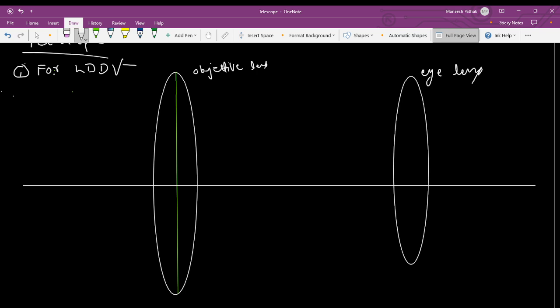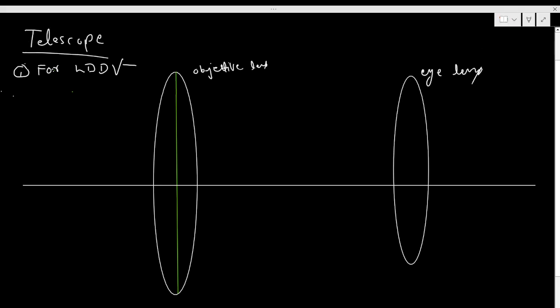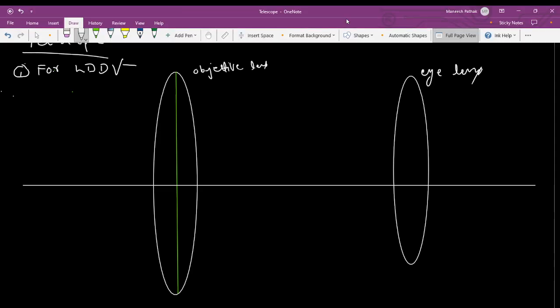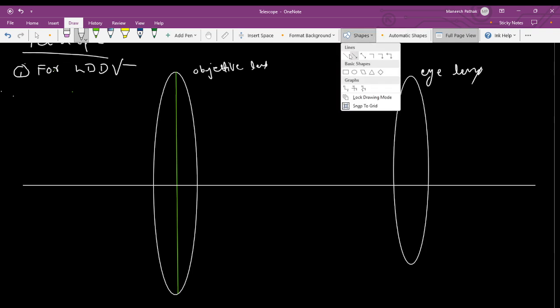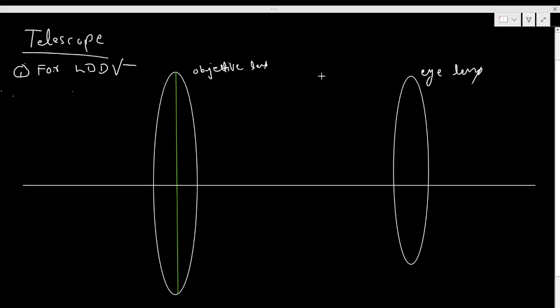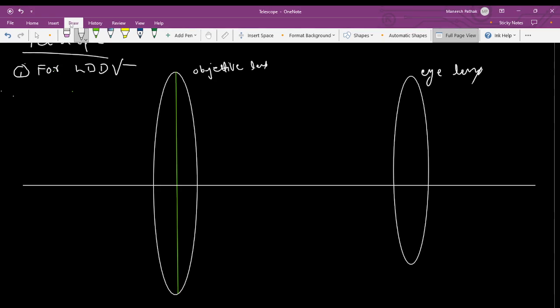So now we are going to discuss the telescope, in which we have two cases. This is the first case of LDDV, in which the final image is formed at a distance of 25 centimeter from the eyepiece. Okay, so now we are going to draw the diagram and then we will find the magnifying power. So here we have this. I draw the line.